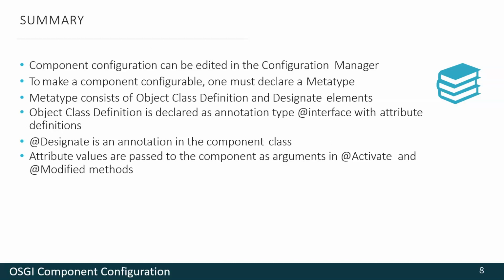To summarize, component configuration can be edited in the configuration manager. To make a component configurable, one must declare a meta type. Meta type consists of object class definition and designate elements. Object class definition is declared as an annotation type interface with attribute definitions. Designate is an annotation on the component class. Attribute values are passed to the component as arguments in the activate and modified methods.